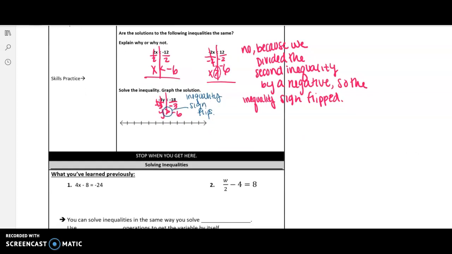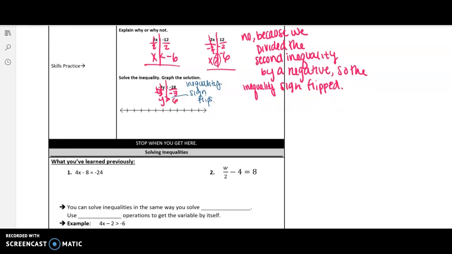Same thing is happening down here. We divide by -3, and that gives us a positive 6. And so we have y is greater than 6, so we have an open circle at 6 because it doesn't have a line under it, and we want everything above 6.